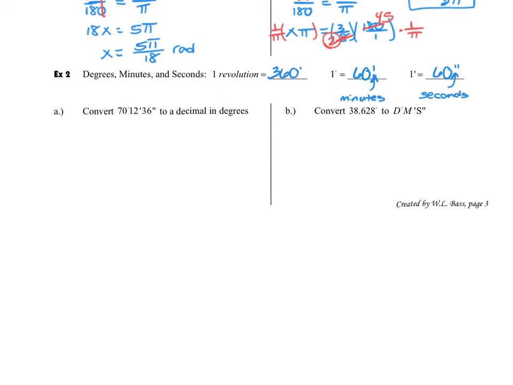Now, when we want to convert something, let's say you have this nice exact degrees, minutes, and seconds, and you want to convert this to a decimal. What we're going to do is convert each part. So we're going to take our minutes to a decimal approximation of degrees. So we have 12 minutes, and we know that we have 60 minutes in each degree, so we're just going to take 12 divided by 60.